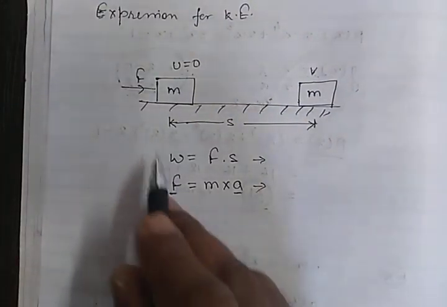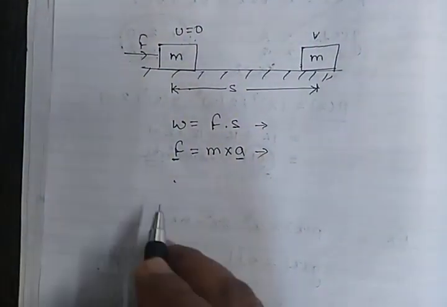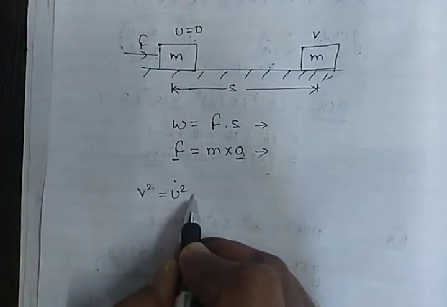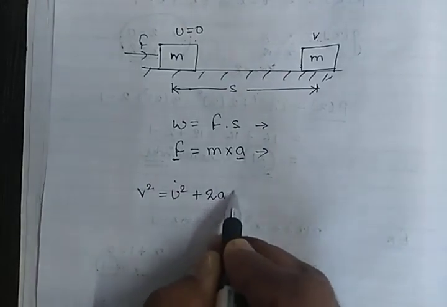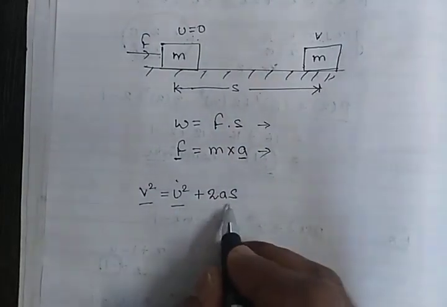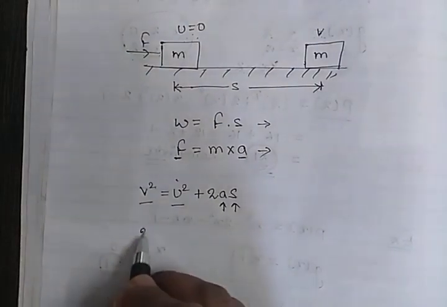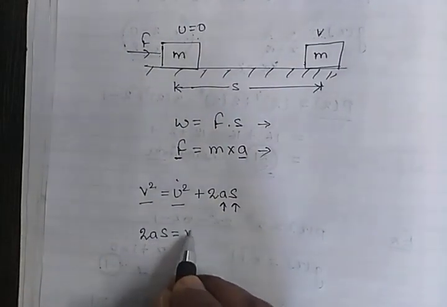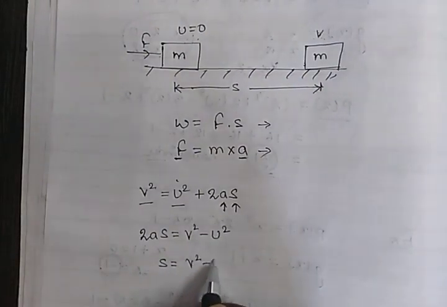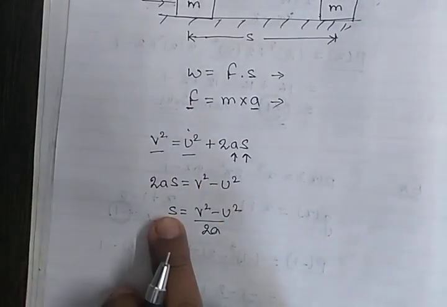So let the acceleration of this body be a. Remember the third equation of motion that says v square is equal to u square plus 2as. v is the final velocity, u is the initial velocity, a is the acceleration of the body, and s is the displacement. I can write it as 2as is equal to v square minus u square, or s is equal to v square minus u square upon 2a. So this is the value of displacement.